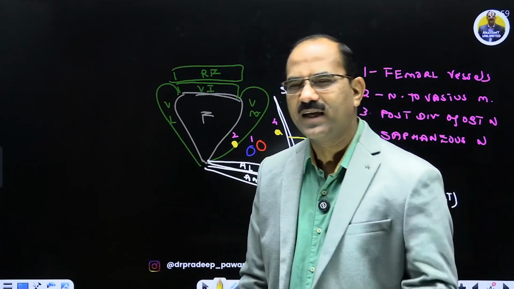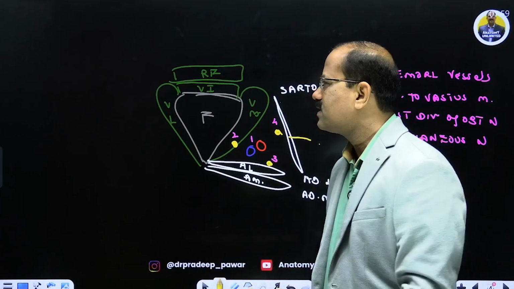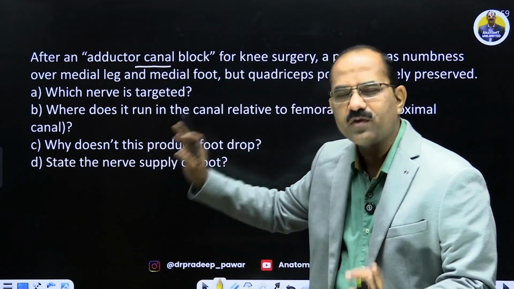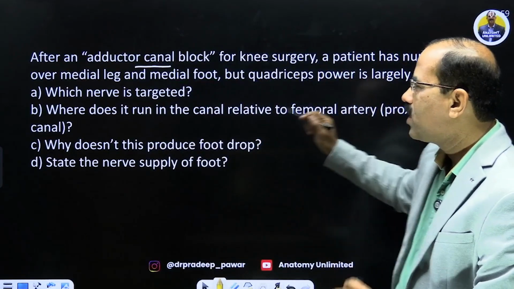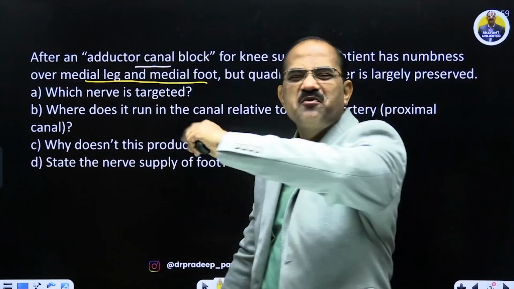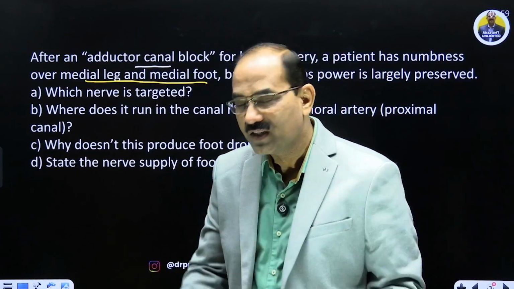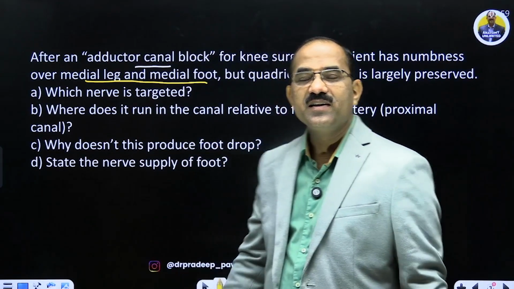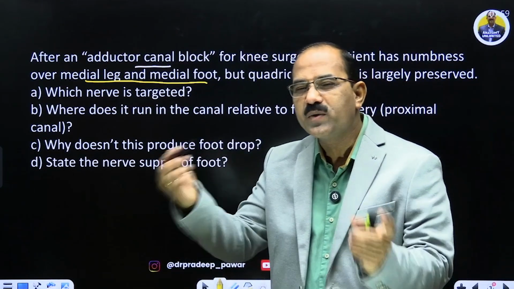Medial aspect of the leg and the foot. Fine. Okay. With this concept, now just try to understand this. An adductor canal nerve block is given, okay? For a knee surgery, the patient has numbness on the medial leg and the foot. Now clear? So medial leg and foot is given, which is the nerve injured, or which is the nerve affected? Saphenous nerve. Numbness means it is cutaneous.